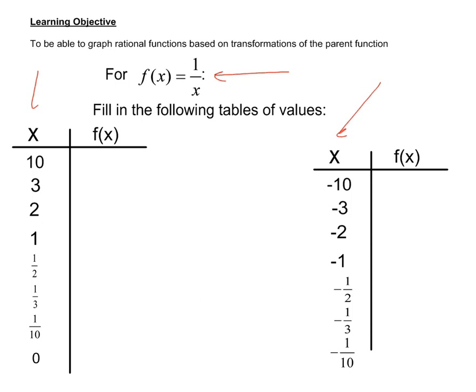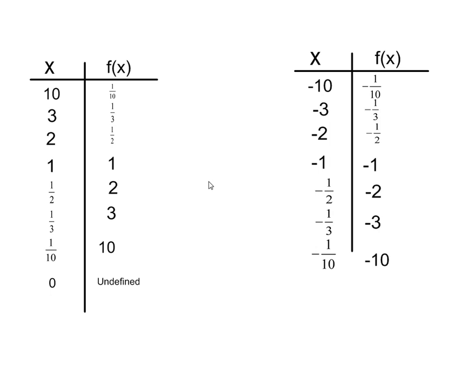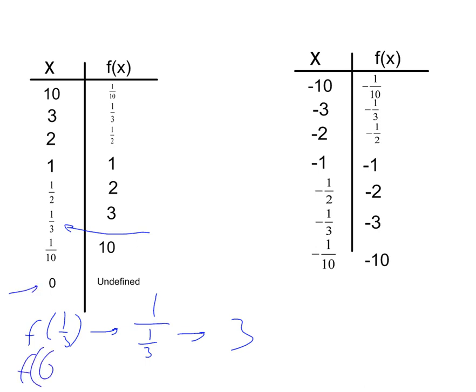All right, when you filled those out, you should wind up with something like this. A couple interesting things here. When you do f of 1/3, that would give me 1 over 1/3, which would give me 3. So f of 1/3 is 3. F of 0, more interesting, would give me 1 over 0, which is undefined. So now we're outside of our domain. X is not allowed to be 0.